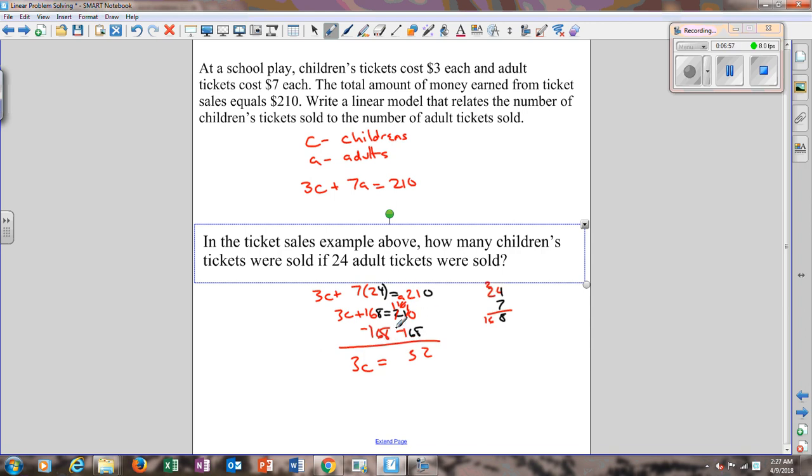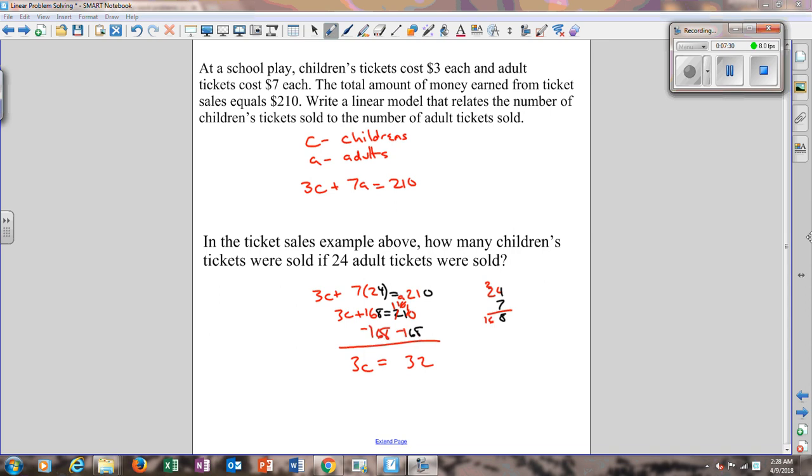Let me check my math on that. It should be 42. I'm just going to do it out on the side here. I can't think off the top of my head right now. It's 42, like I said, 42.